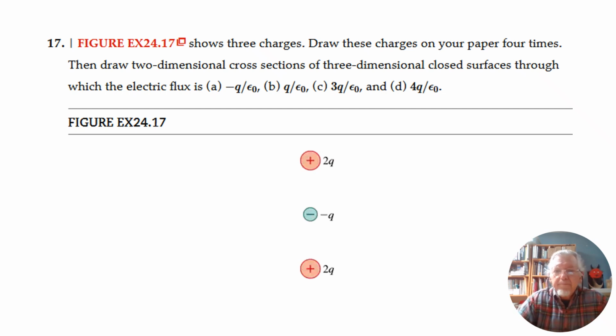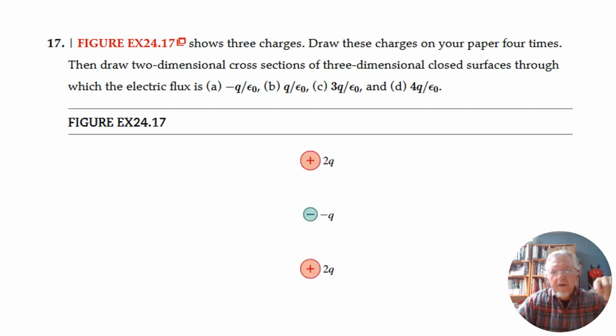All right. So here we have three charges, and importantly, these charges are in three-space. Okay, they're out in our space. Draw these three charges on your paper 4 times. So there are going to be 4 different scenarios. Then draw two-dimensional cross sections of three-dimensional closed surfaces.